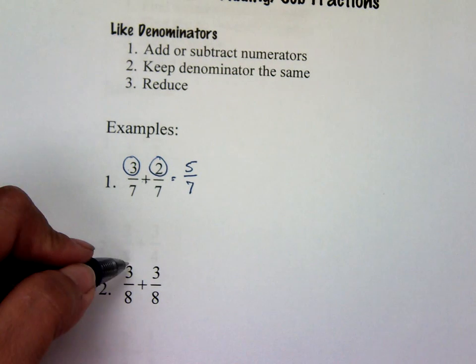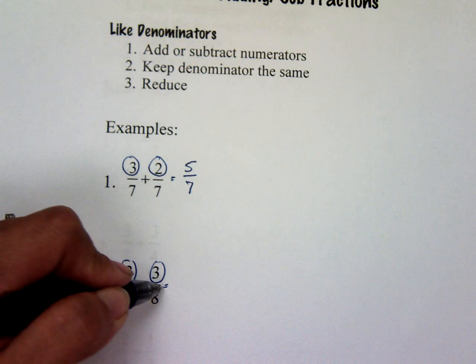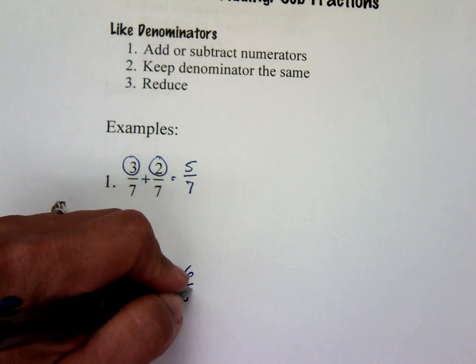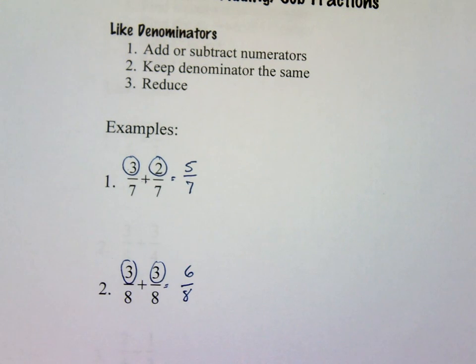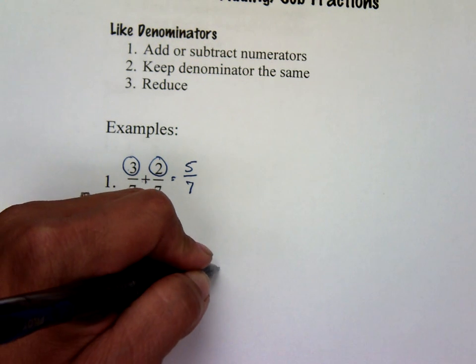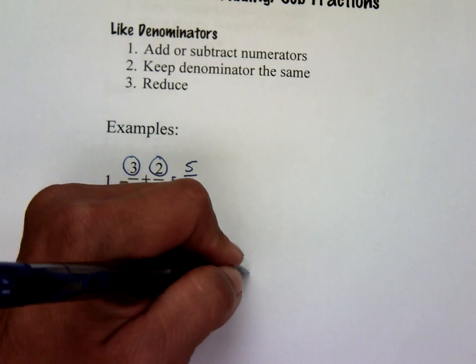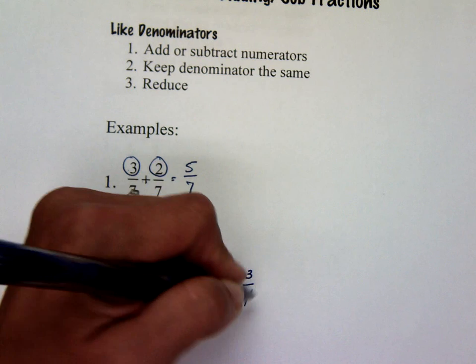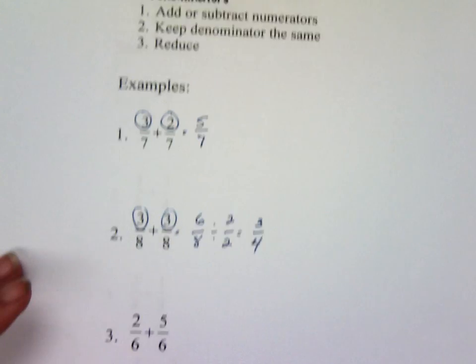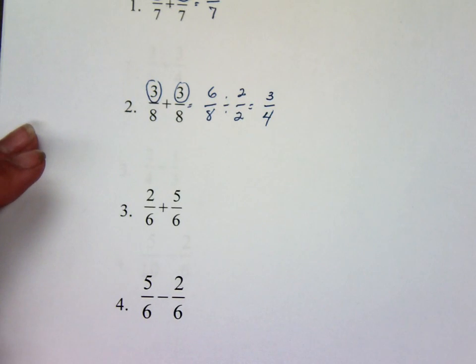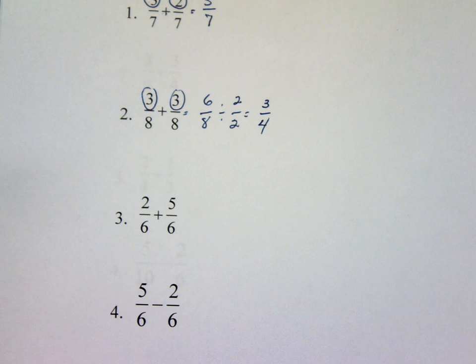So it says to do 3 plus 3, which is 6, and the denominator stays the same. Look, 6/8 can be reduced, so you're going to divide top and bottom by 2, and your answer is 3/4. Try 3 and 4 on your own, and when you're ready, you can go ahead and push play.